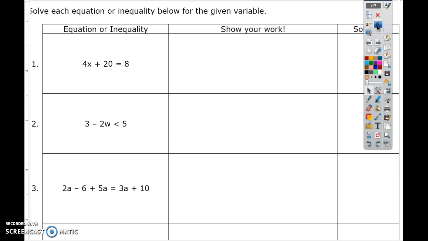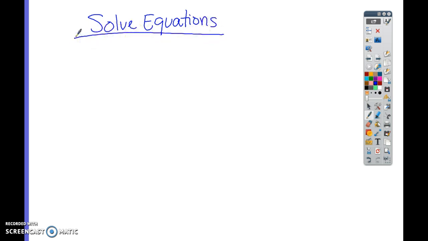We're going to start off with the steps to solving equations. And I know you remember them. Make sure that you're writing these down. Solving equations, the steps. Step number 1, if you see parentheses, make sure you get rid of those parentheses by distributing.